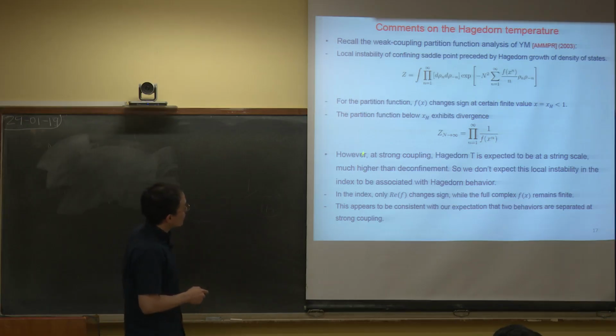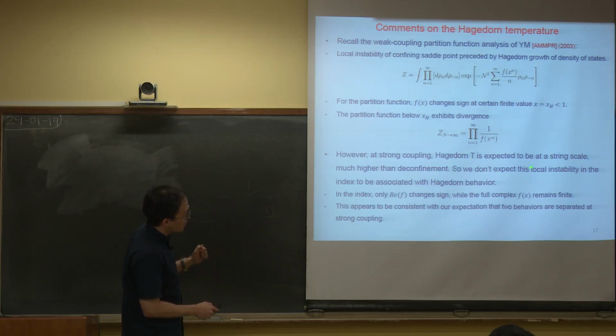However, at strong coupling, we expect the Hagedorn temperature to be given by the string scale, just like the Hagedorn temperature in flat space, much higher than the deconfinement temperature. So in the strong coupling limit, we don't expect the local instability point of the confining saddle point to be locked with the Hagedorn temperature at all.